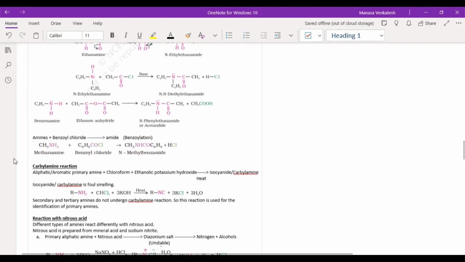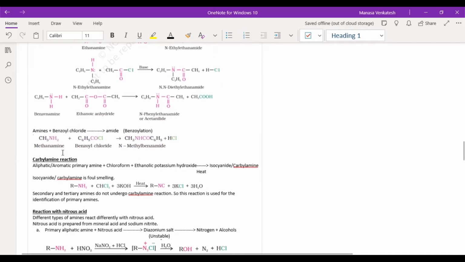Okay. Next, amines are also reacting with benzoyl chlorides to form an amide, and this reaction is called benzoylation. So methanamine has undergone reaction with benzoyl chloride to lead to the formation of N-methyl benzamide. So here also the Cl is going to get kicked out and one of the hydrogens is getting kicked out, and there's a new bond formation between the carbon and the nitrogen atom.